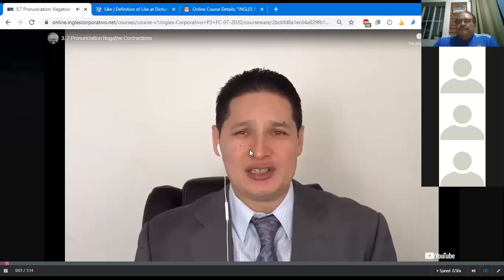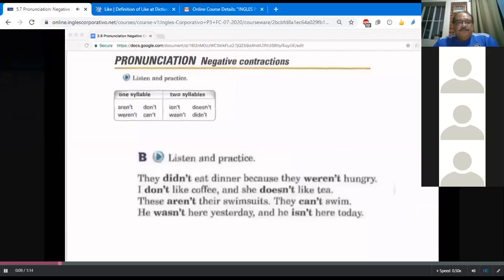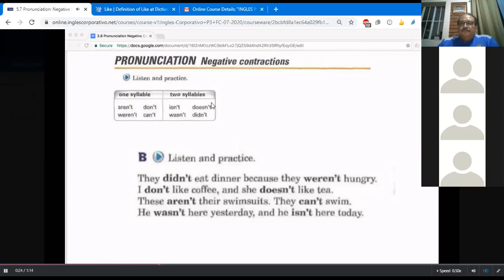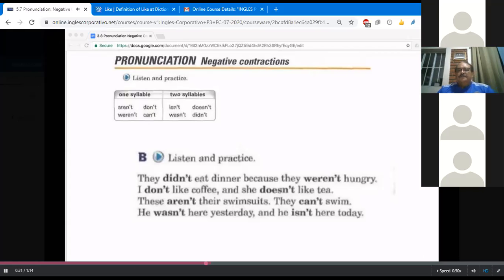Hi everyone. In this class, we learn to sound natural when expressing contractions. Let's get started by analyzing the contractions on this chart. Aren't, weren't, don't, can't. Two syllables. Isn't, wasn't, doesn't, didn't. They didn't eat dinner because they weren't hungry.